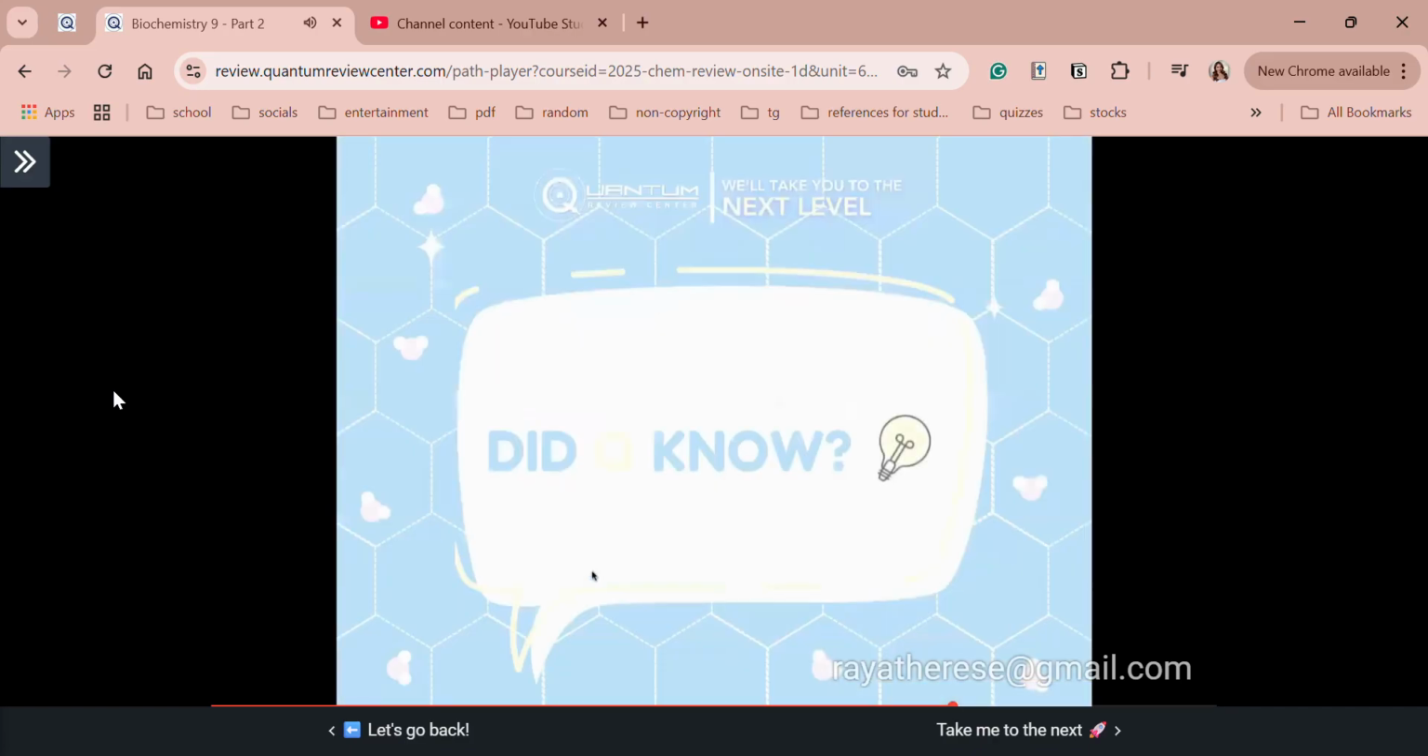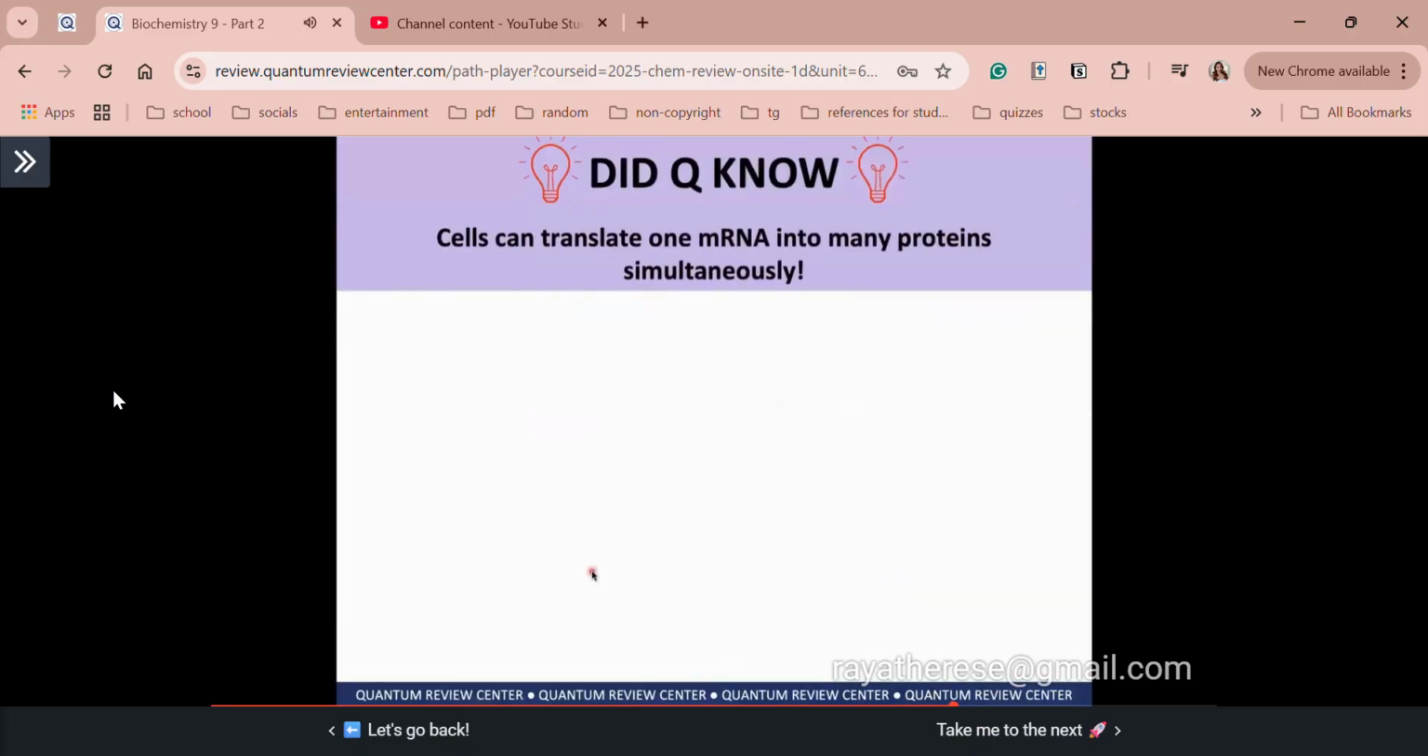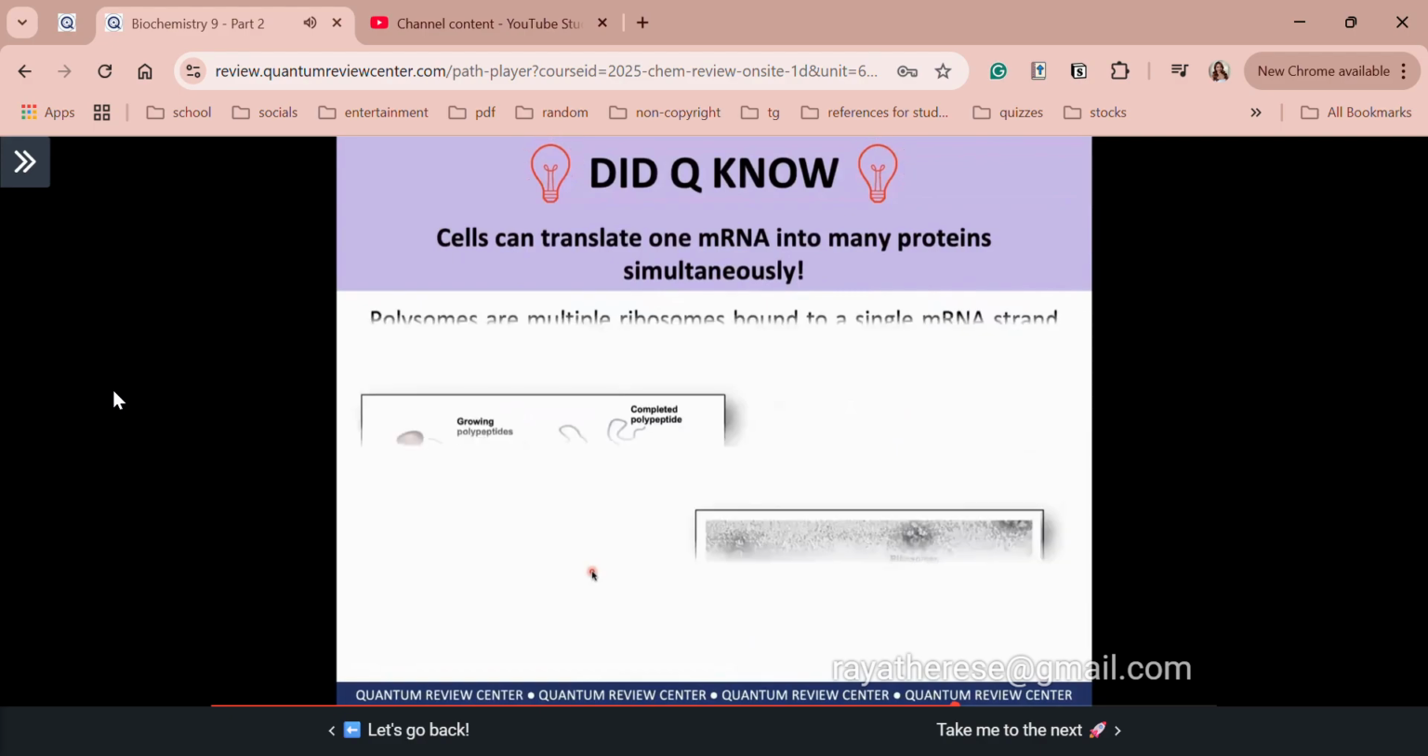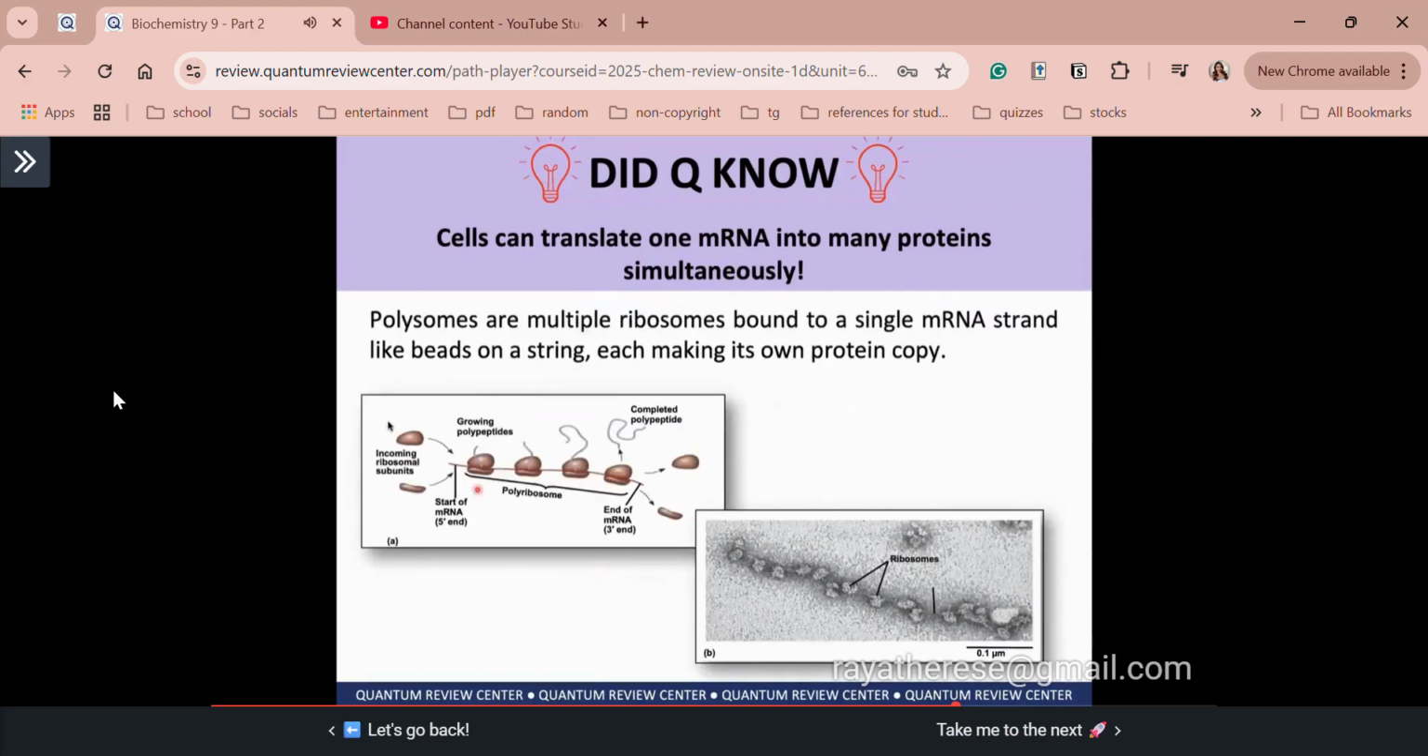Did you know that your cells can translate one mRNA transcript into many proteins simultaneously in a structure called polysomes? Your polysomes are actually just multiple ribosomes. We also call them polyribosomes. They are bound to a single mRNA transcript strand like beads on a string in an electron microscope image. As you can see here, these are your ribosomes, they are like your beads, and your string is your mRNA. Again, this boosts the efficiency of your translation, allowing rapid protein production in both prokaryotes and eukaryotes, all from just one mRNA transcript.